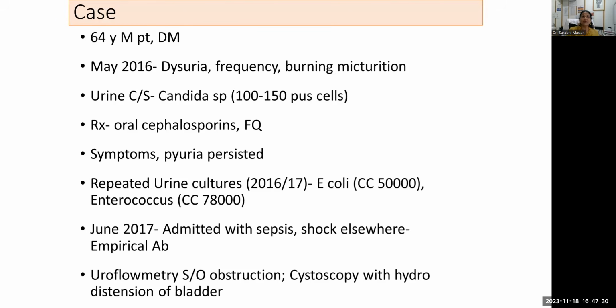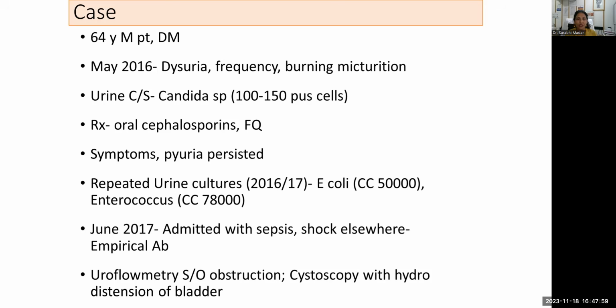Now, this is a 64-year-old male patient who is a known case of diabetes, and this is an old case with a long history. So this patient started having history suggestive of UTI with dysuria, frequency and burning micturition since May 2016. Now, his urine cultures grew Candida. However, he was getting treated with oral cephalosporins and fluoroquinolones elsewhere. His symptoms and pyuria persisted.